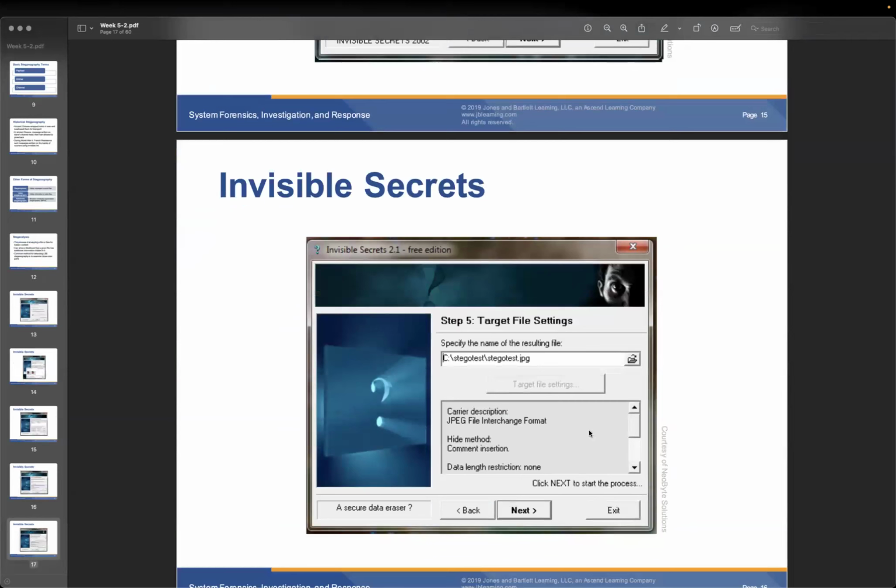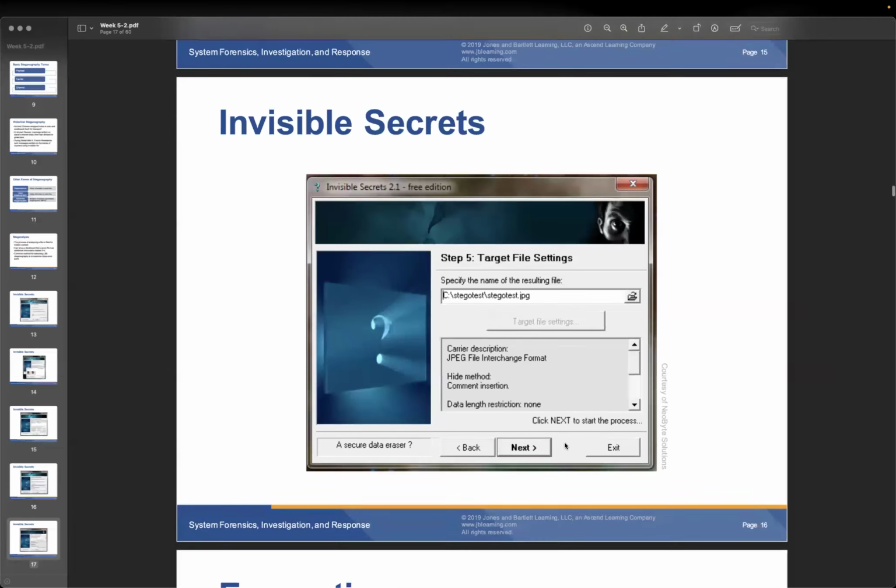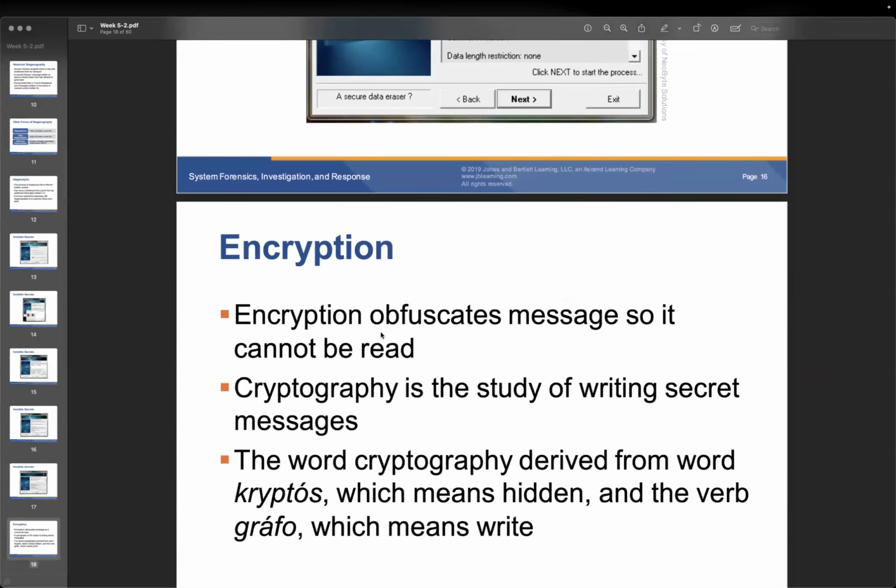Then we do some target file settings. We set it, and after we complete that, we start the encryption. Encryption obfuscates the message so it cannot be read, and cryptography is also the study of writing secret messages. Under cryptography we have encryption and decryption.